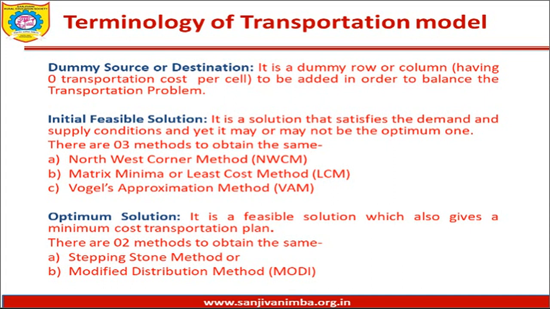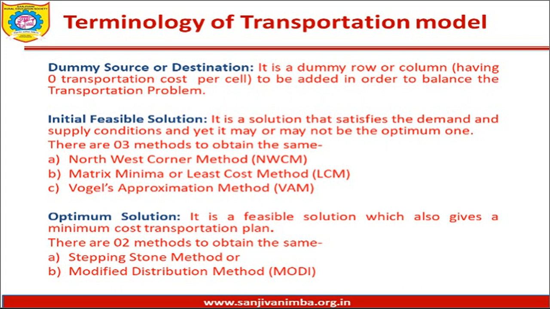सो टू आइडेंटिफाई द इनिशियल बेसिक सॉल्यूशन, you have to have the three methods. The methods are: number one, North West Corner method, which is more popularly known as the NWCM method. Number two is matrix minima or least cost method, we call it the LCM method, and third is the VAM method, that is Vogel's approximation method. Okay, so this is the initial feasible solution and the methodologies by which you can arrive at it. I repeat, there are three methods: NWCM method, that is northwest corner method; number two, matrix minima or least cost method; and number three, Vogel's approximation method, that is VAM method.